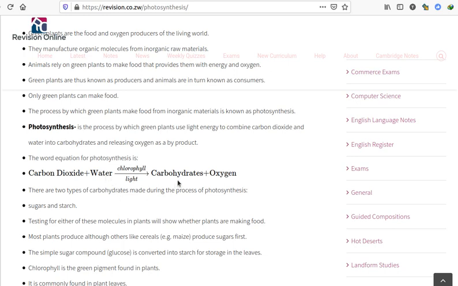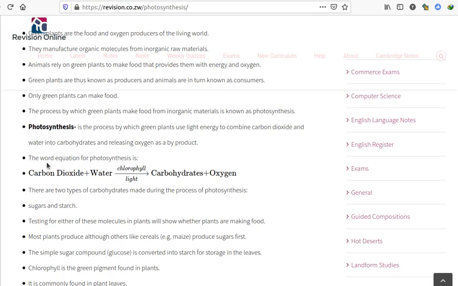So as to produce carbohydrates and oxygen. So if a question comes in like, can you define photosynthesis? You're supposed to say, photosynthesis is the process by which green plants use light energy to combine carbon dioxide and water, which are the raw materials here, into carbohydrates, or you can actually put glucose here, either way, releasing oxygen as a byproduct. This is the definition that you're supposed to have when you're asked to define photosynthesis, right?